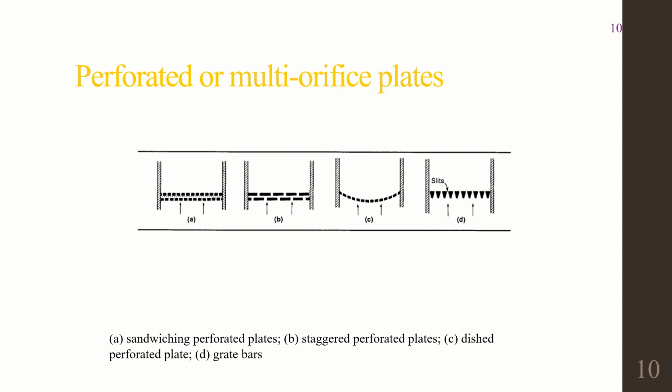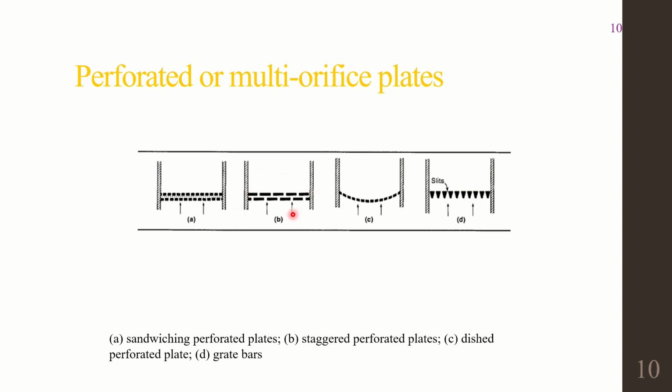So the first one is the perforated or multi-orifice opening. The first is the perforated plate sandwiching a metal screen. I think I said the reverse of that. That is a metal screen sandwiching a perforated plate. It is not the case. It is two perforated plates sandwiching a metal screen in this. Two perforated plates sandwiching a metal screen, and the staggered grid where there is no screen.